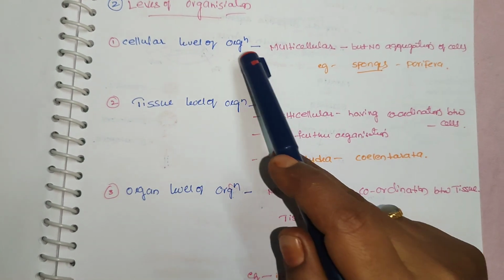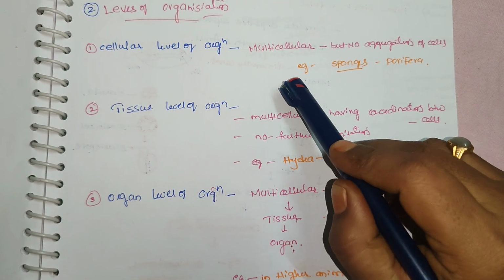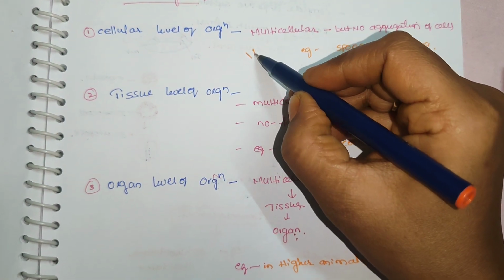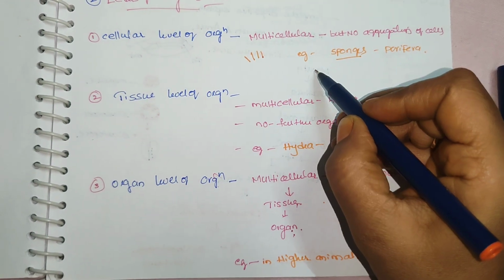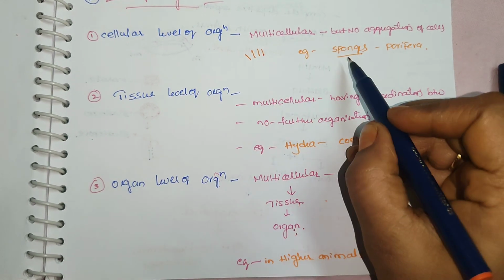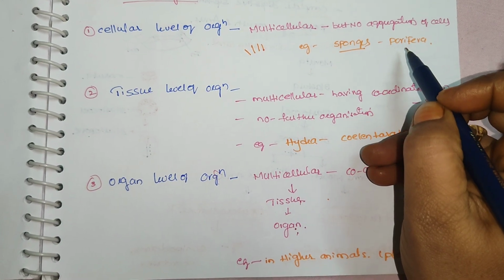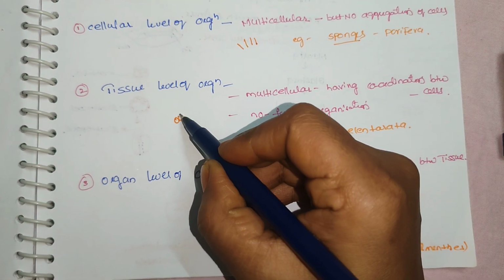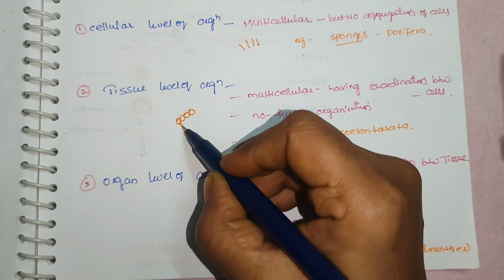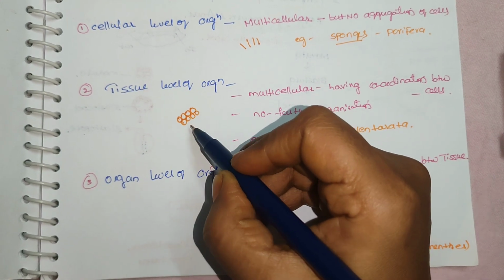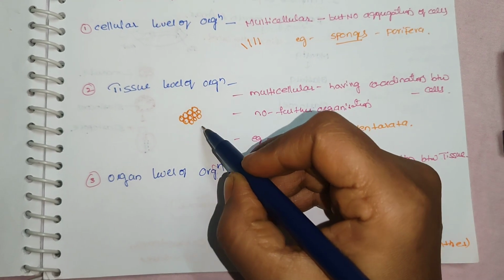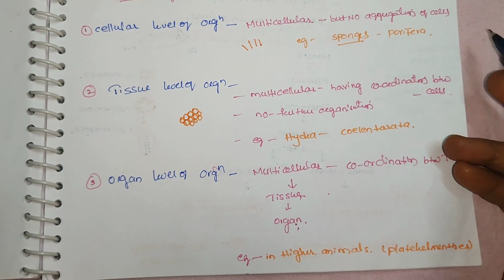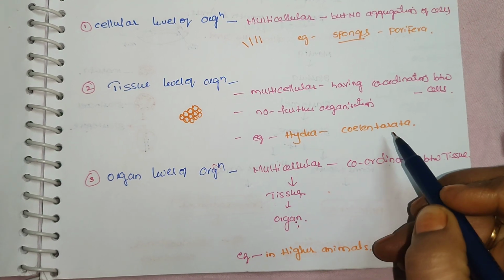Cellular level of organization means the organisms are multicellular, but there is no aggregation and no coordination of cells. So it is called cellular level of organization. Example, sponges belonging to porifera. Then tissue level of organization. Here also multiple cells are present, but there is aggregation between the cells to form a tissue for a specific function. There is no further organization. Example, hydra belonging to the coelenterata.